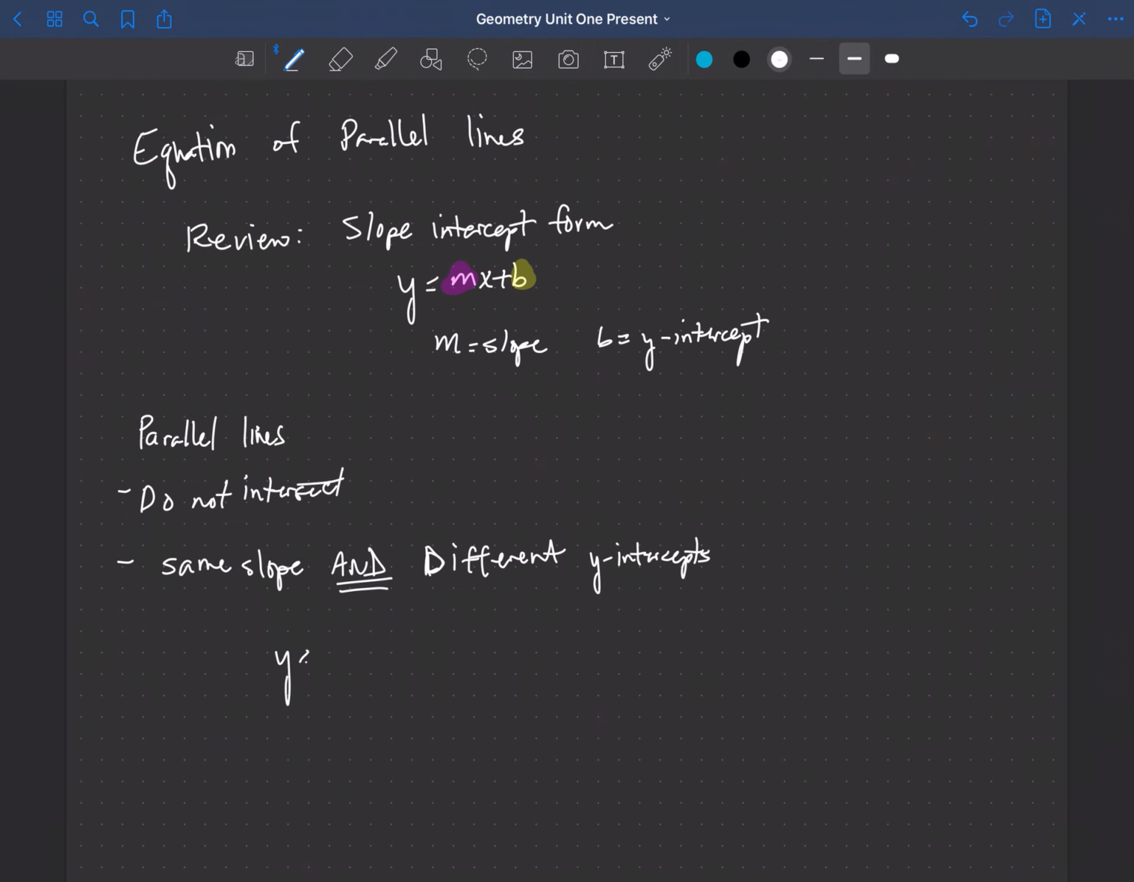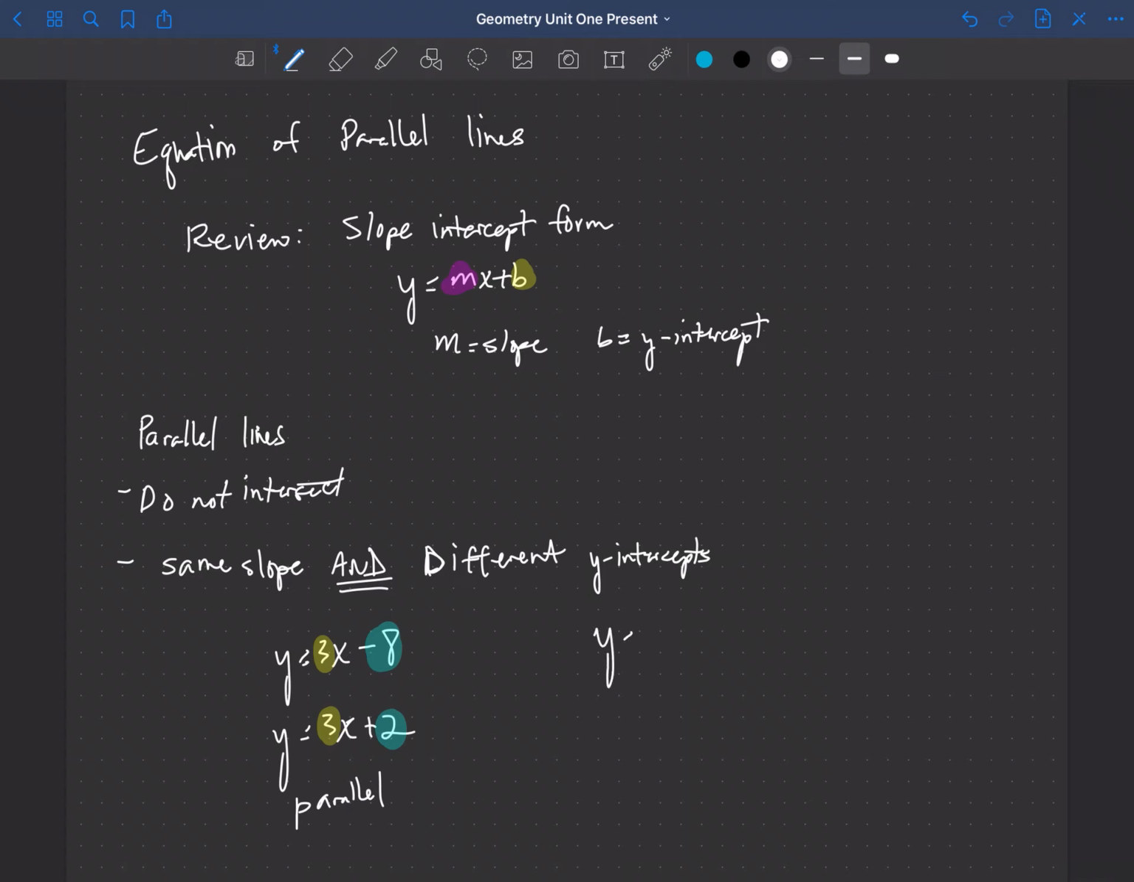We have y equals 3x minus 8, and we have y equals 3x plus 2. Taking a look at their slopes, we have both slopes as 3, and we have different y-intercepts, negative 8 and 2. So having the same slope and different y-intercepts means that these two lines are parallel.